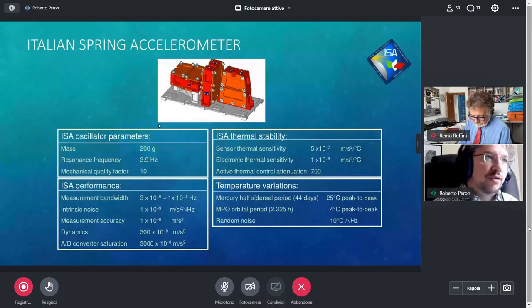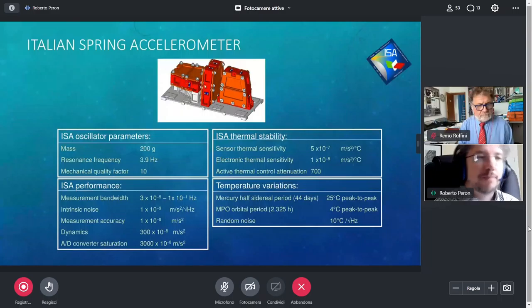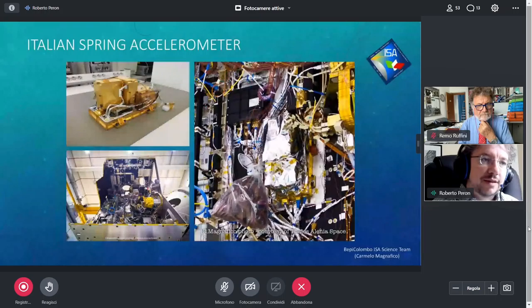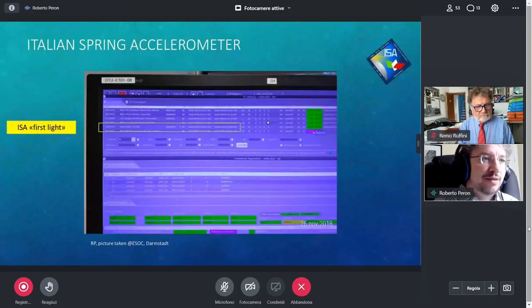BepiColombo will host the so-called Italian Spring Accelerometer, which is a set of three electromechanical oscillators, which will measure the three components of the acceleration vector acting on a reference point of the spacecraft. Here you can see it integrated into the MPO, Mercury Planetary Orbiter, spacecraft. This is the accelerometer. And here we can call it the first light of the accelerometer at the end of 2018. Here is a picture taken at ESOC in Darmstadt, in which you can see the ESA on command.